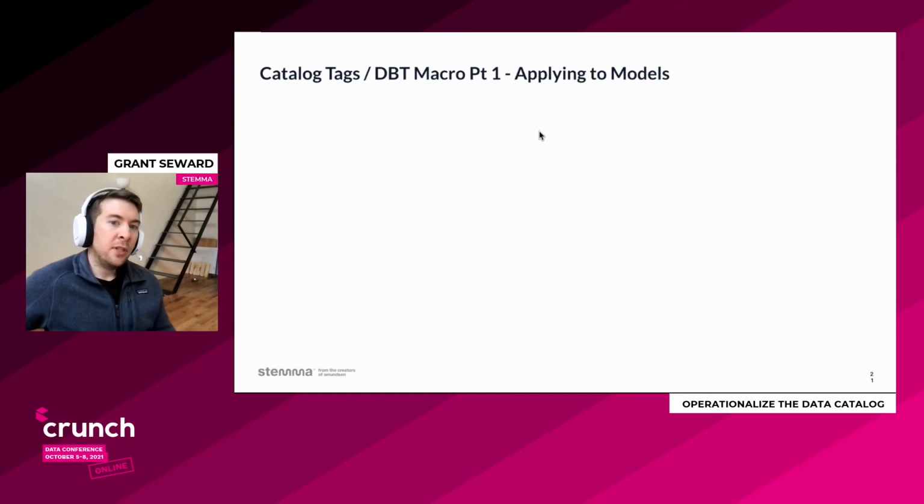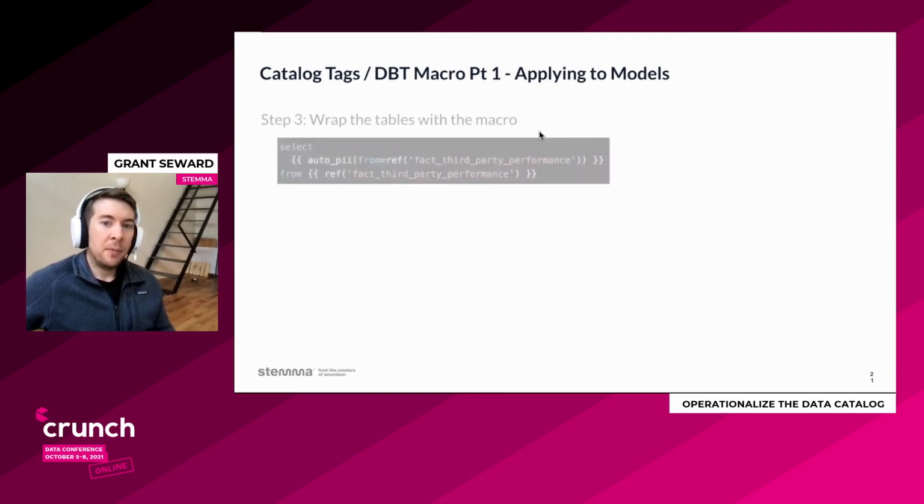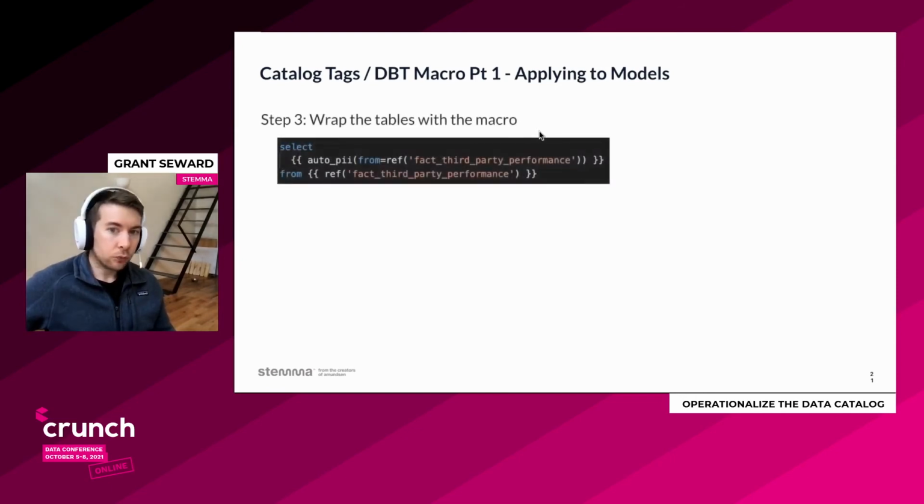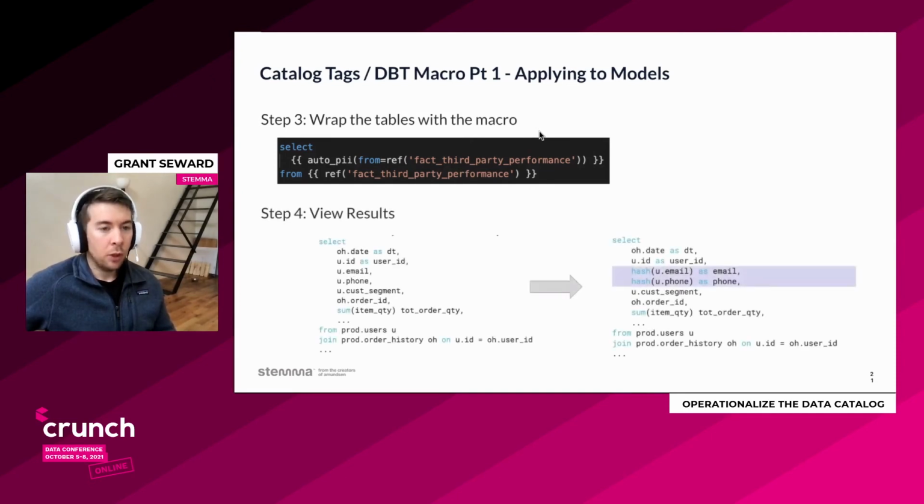Now that the utility functions are in place, you can wrap your tables with your macro. Once wrapped, the output of your models and the target compile directory will contain your auto-obfuscated tables. As seen here, we're doing a pretty basic transformation, and we're just hashing a single field. But there's a bunch of other use cases where this may be valuable as well.